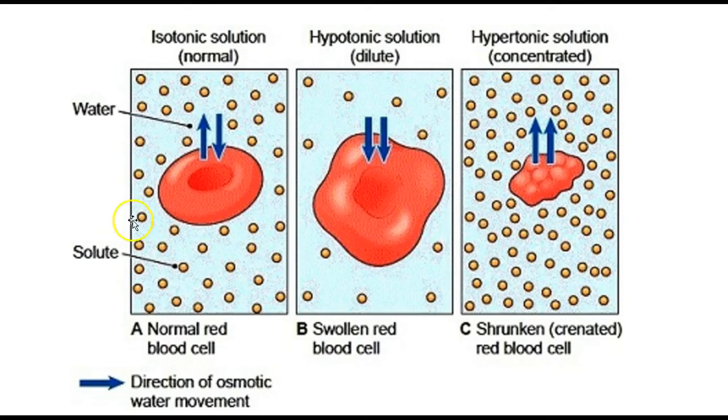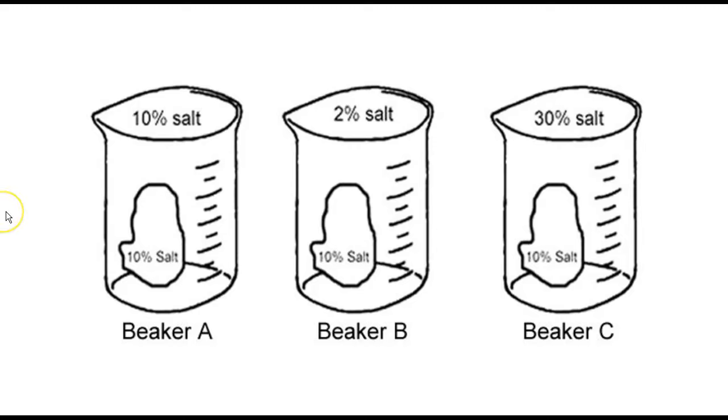So let's try a couple of these to get the idea back. In beaker A, you have a semi-permeable bag. Boy, isn't that a weird looking bag. And it's floating in or sinking in this container of salt water. There's 10% salt water in the beaker, and there's also 10% salt water in the semi-permeable bag. What's going to happen? The answer is nothing. The bag is not going to gain or lose weight because the same amount of water that's moving in is going to be moving out.